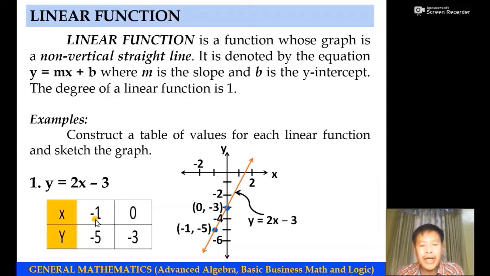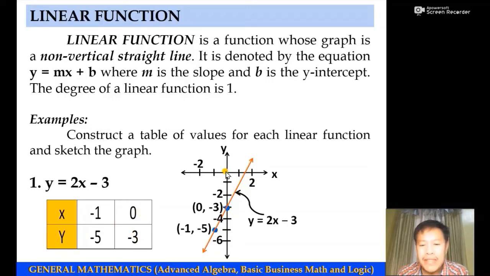Now, how are we going to plot this point, negative 1 and negative 5? This is located in the third quadrant because our x is negative 1. Then going downward, this is negative 1, negative 2, negative 3, negative 4, negative 5. And this is the point with coordinates negative 1 and negative 5. Now, we will proceed with the second point, 0 and negative 3.